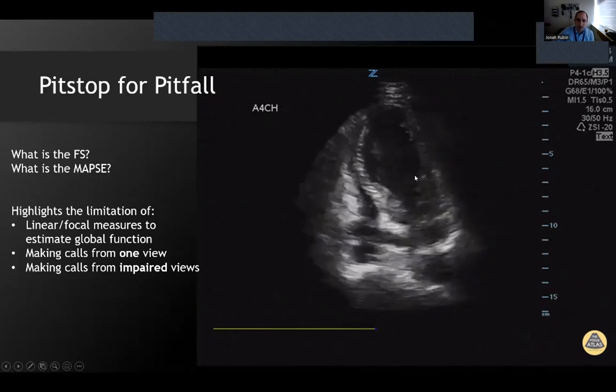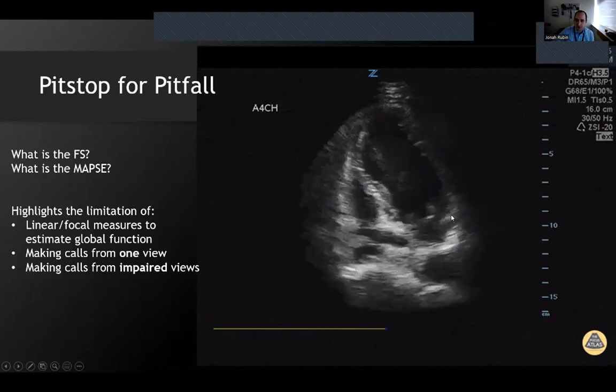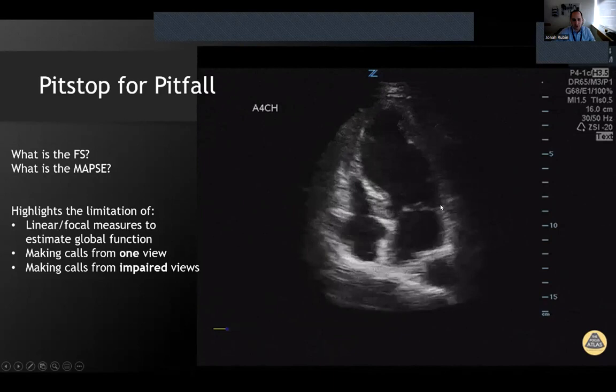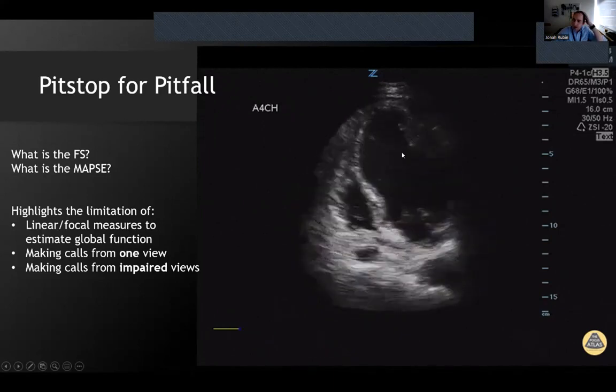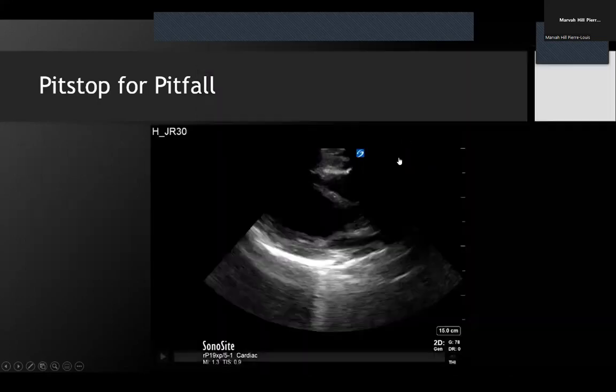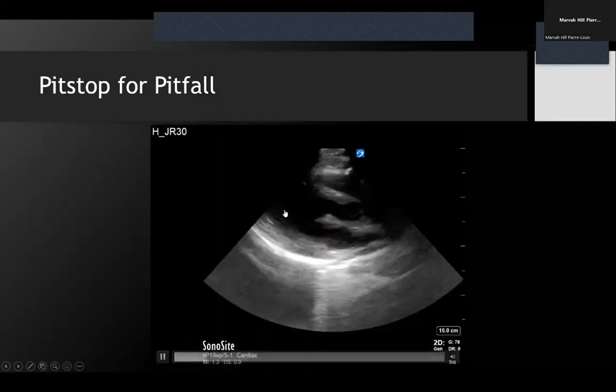So this highlights the limitations of a linear measurement, of a one-dimensional measurement to tell me global 3D function, making calls from one view, and also the limitation of making calls from an impaired view.